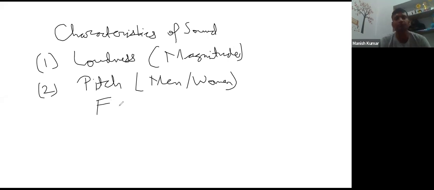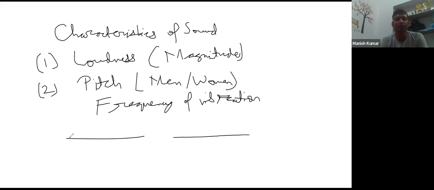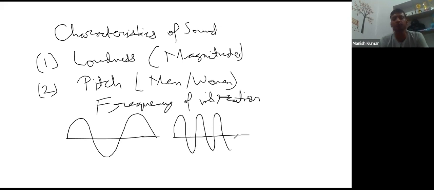Frequency of vibration. What does that mean? See, here the magnitude is the same, but the frequency of vibration is different. So how can it be represented in a graph? Suppose I am drawing this wave, and here also one is being drawn. Now the magnitude of this and this is the same, isn't it? Yes, sir. But the frequency is different.